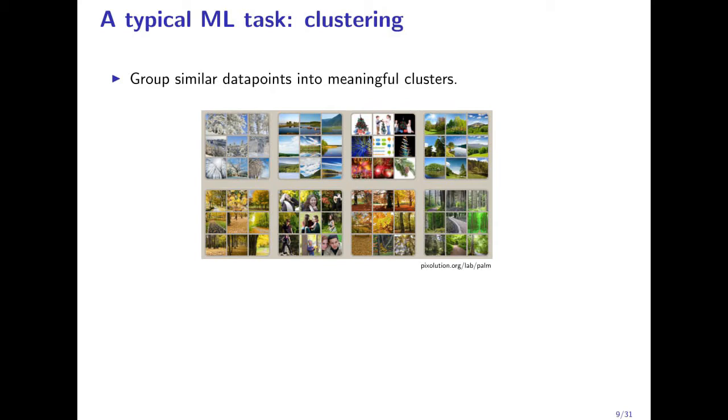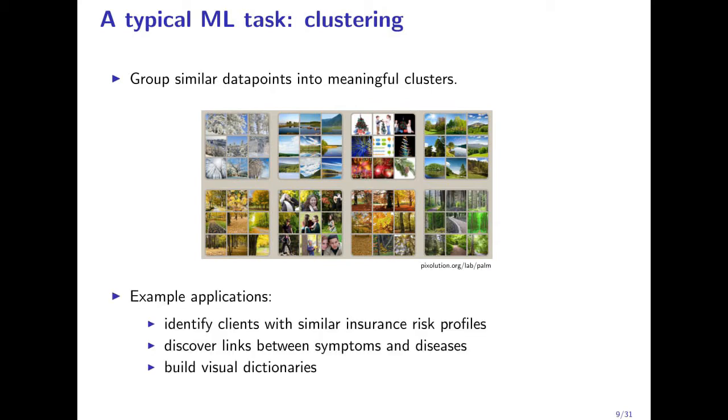There are a few examples of applications, maybe in insurance, to identify clients with similar risk profiles. We don't know what the properties of those are, but if we have enough data, then maybe the machine can discover these properties. Also, in something like graph clustering, we can look for links between symptoms and diseases, or maybe build visual dictionaries. This is where we give the system a large database of images, and it automatically identifies structures without us telling the machine what sort of structures we're looking for.